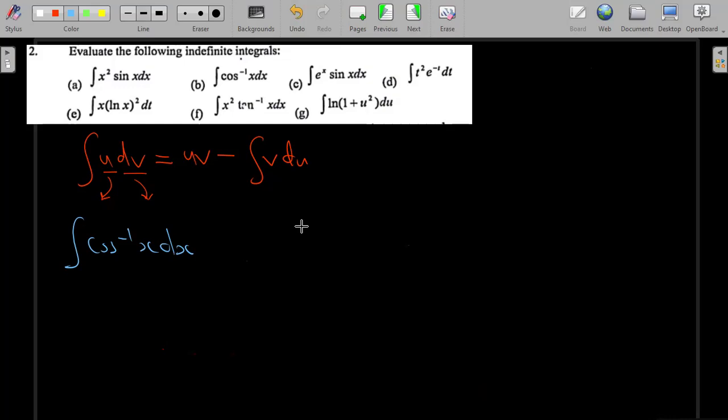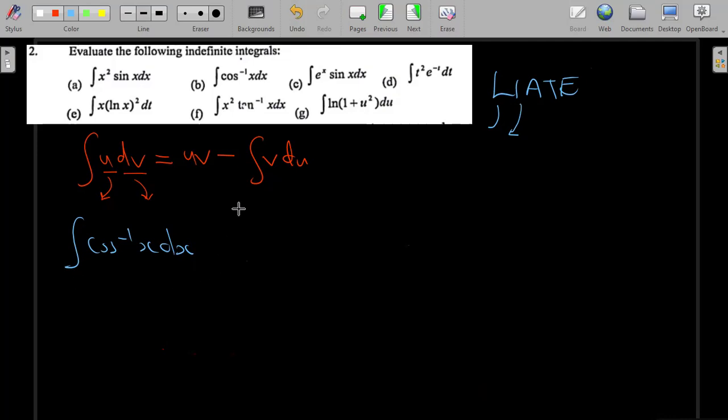As we said here, LIATE helps you to identify which one to set to be your u. So logarithmic, you check, do you have a logarithmic function there? No, I do not have. Then I, inverse trig. Oh, we have inverse trig already. So that's going to be cos inverse. It's going to be my u.